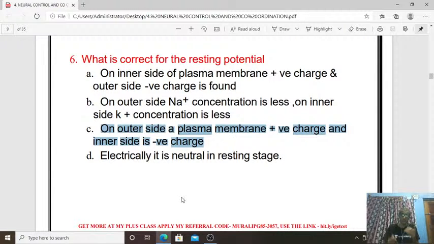It becomes opposite when the action potential is generated, where permeability for particular ions will be there. As a result, during the action potential, the outer side of the plasma membrane is negative and the inner side is positive. During the resting potential, it is the opposite condition. So the answer is C for question number 6. Okay, got it? Now we will move on to the next question, number 7.